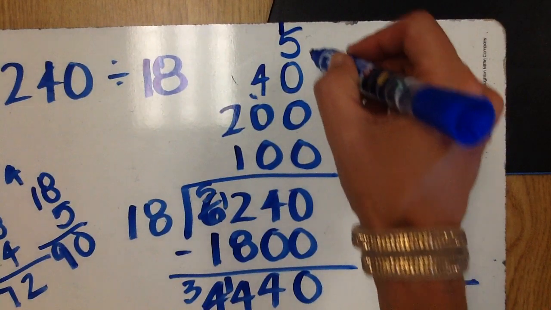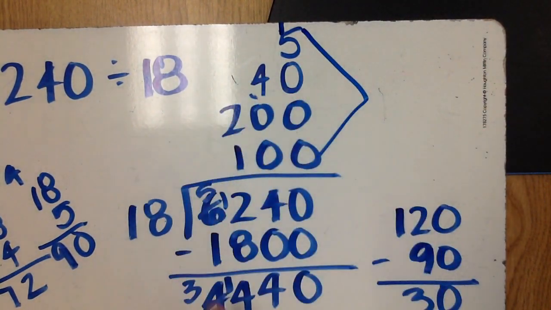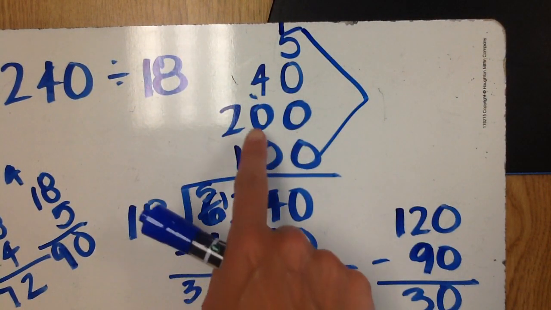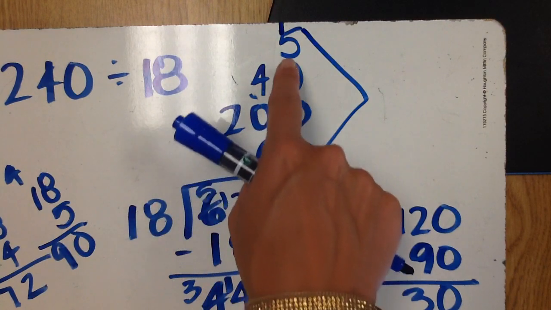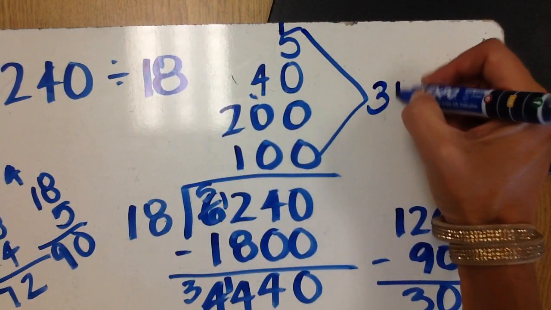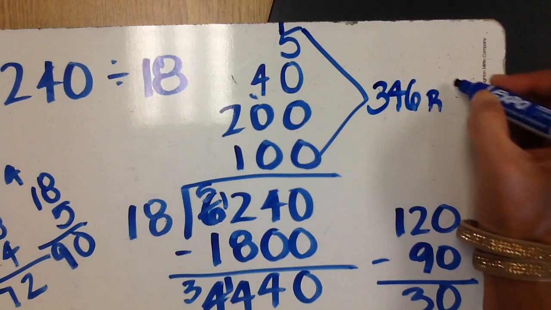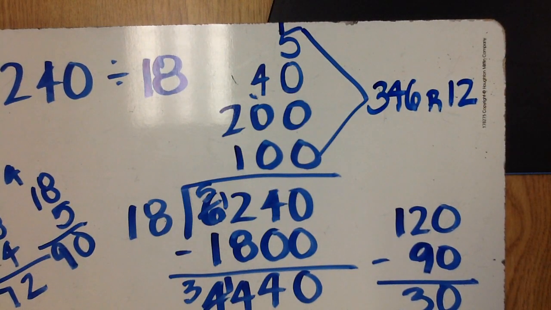But to find out what my quotient is, I'm now going to add up all of my partial quotients. So 100 plus 200 is 300, 45, 46. So 346, remainder 12 would be my final answer.